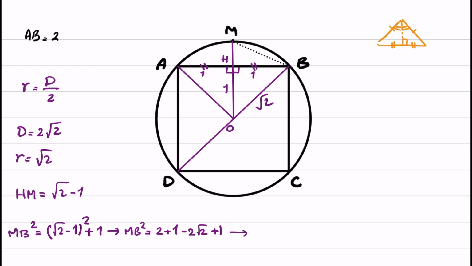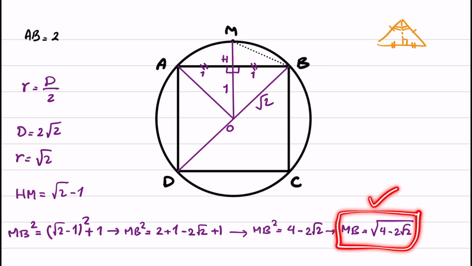And from this, we have MB squared is equal to 4 minus 2 times square root of 2. And finally, we have MB is equal to the square root of 4 minus 2 times square root of 2. Yeah, this is the end of the question.